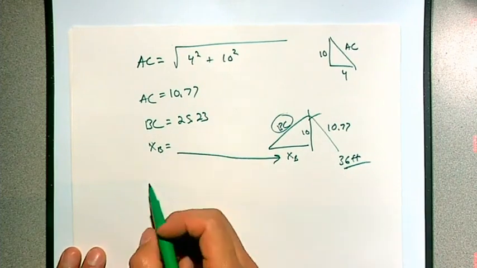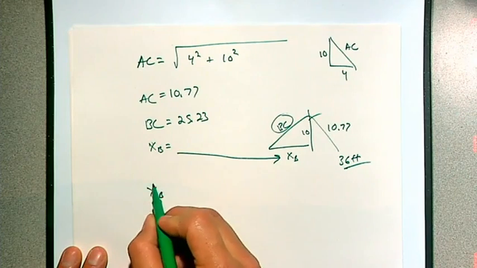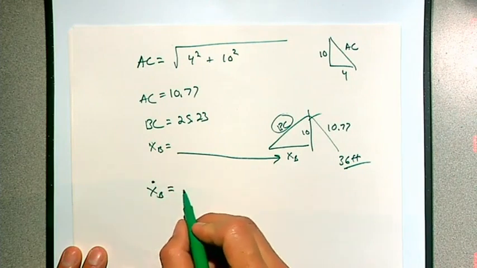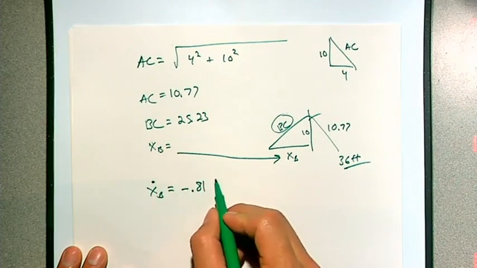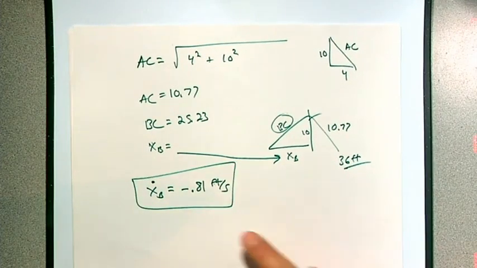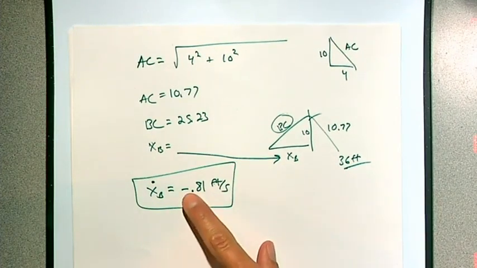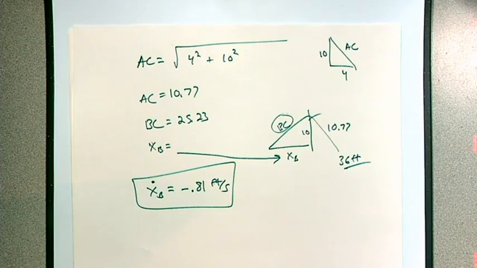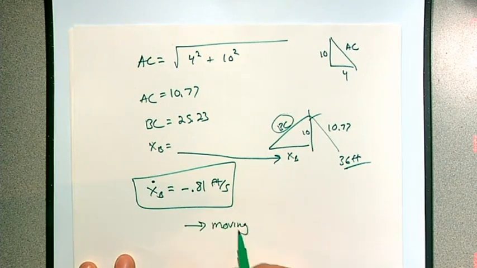Okay? I'm out of time, so XB dot is equal to minus 0.81 feet per second. Very quickly. Minus 0.81 feet per second. Negative, but the direction I drew XB was positive to the left. So this guy is actually moving right. All right, all done. Next time we meet, we'll actually start summing some forces, do some Newton's second law.